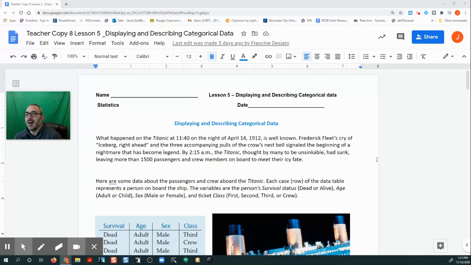This is a copy of 8 lesson 5, displaying and describing categorical data. And so that's the name of the game today: displaying and describing categorical data.